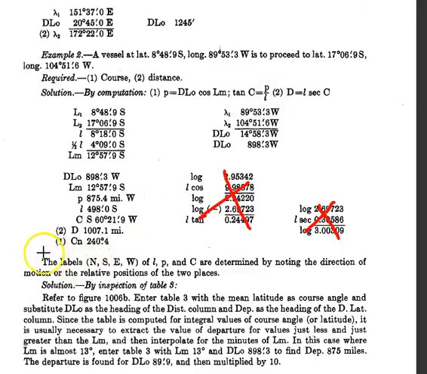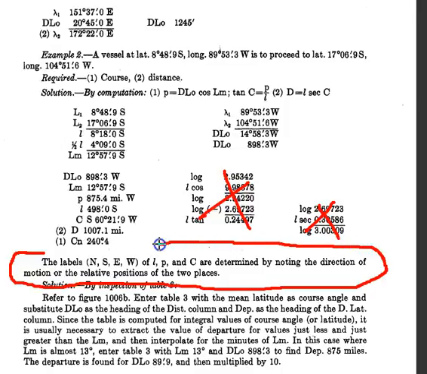Now, again, here are the instructions on how to convert C to CN. They're the same instructions as they were for plane sailing, okay? So now, in this example, we went from 8 to 17. We went further south. So the prefix is going to be south. And the suffix for our longitude, well, we went from 89 west to 104. We're going further west. So the suffix is west.